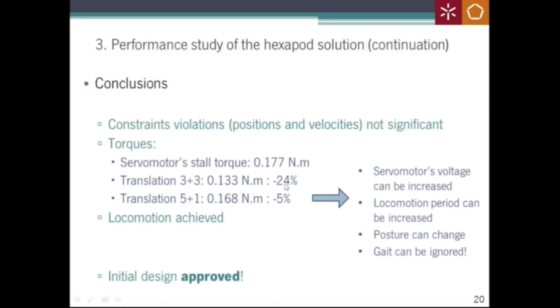Another approach would be to redesign the robot structure. It was decided to proceed with the design model.